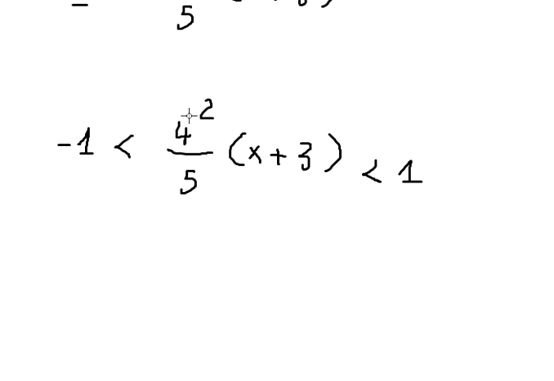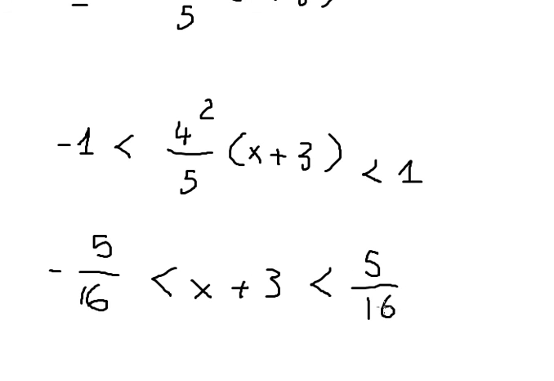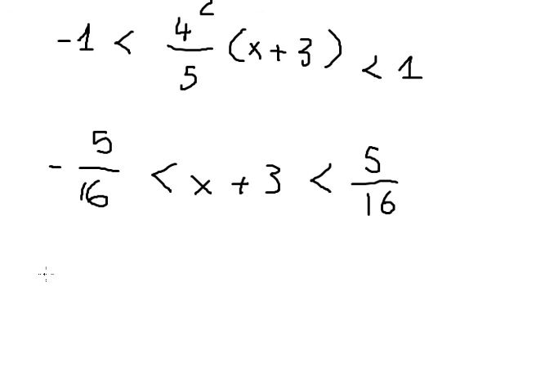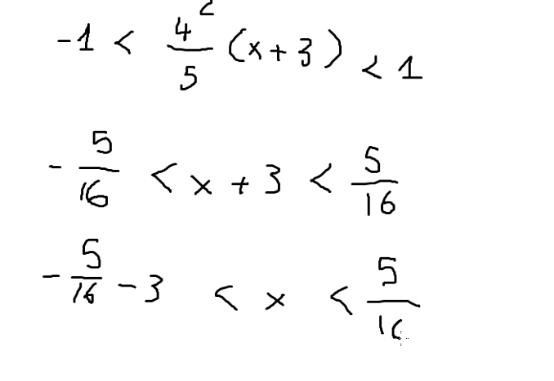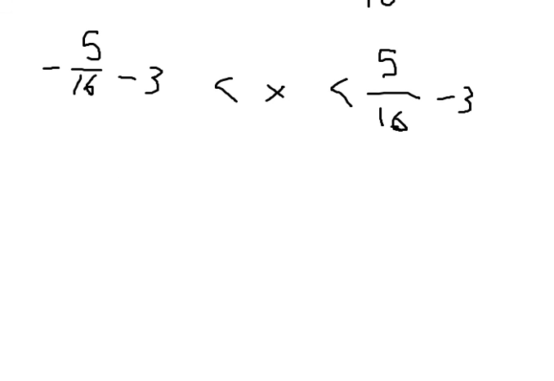So we divide both sides by 4 squared over 5. 4 squared is about 16, so you get about 5 over 16. Similar for this one. Now I will put number 3 to the left and to the right. We calculate this one, and you get about negative 53 over 16.